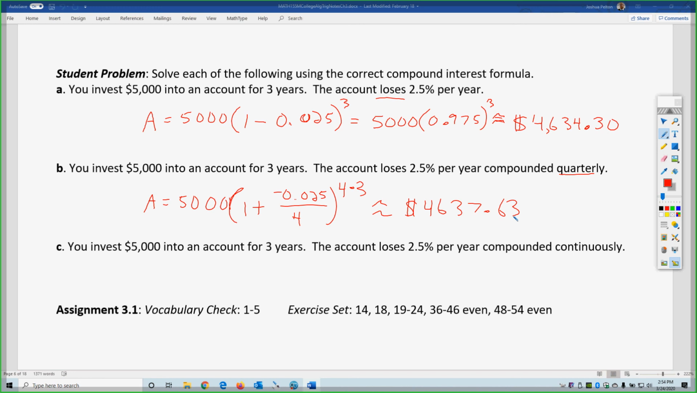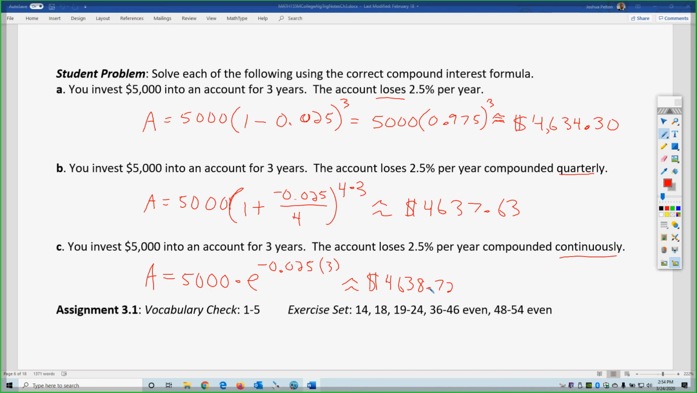Some books do 1 minus and put a positive 0.025. That is equivalent. It does not matter which way you do it. It is your preference. And the last one is compounded continuously. So that is the PERT formula. So it's 5,000 times e to the negative 0.025 times 3, which again is approximate, 4,638.72. So my opinion is to keep the percentage negative each time to keep it consistent, so it's your choice.